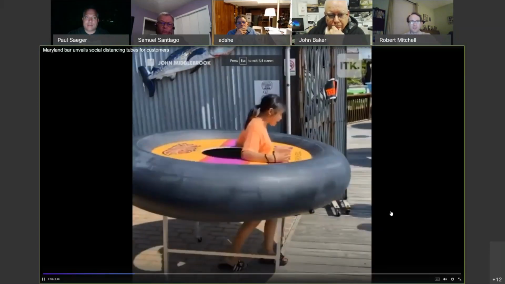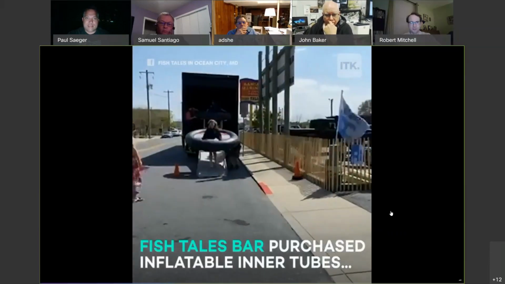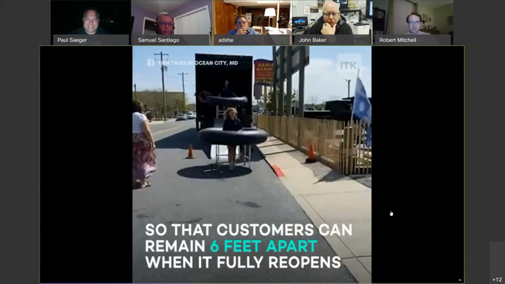I do remember we said anybody who goes into the building needs to wear a mask. I think we should buy some of these for the club.